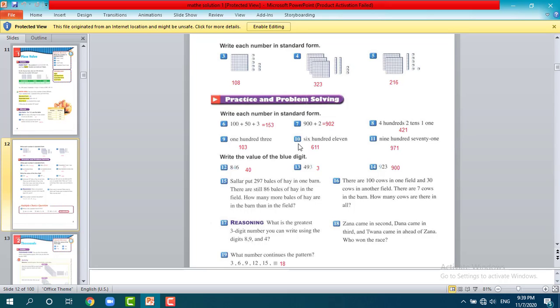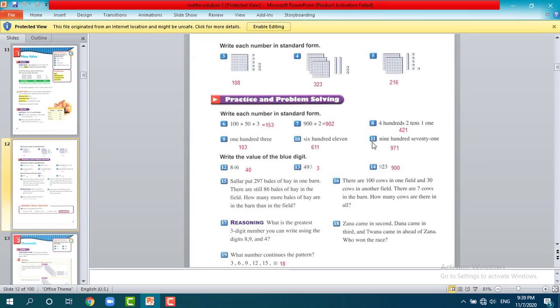Now in equation 10, it says 611. We have 600, so we write 6 in the hundreds. After that, it says 11. 11 means tens and ones, so we write 1 in the tens. After that, we write 1 in the ones. Now we wrote 611.